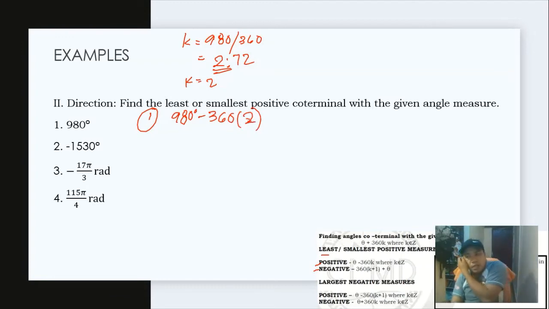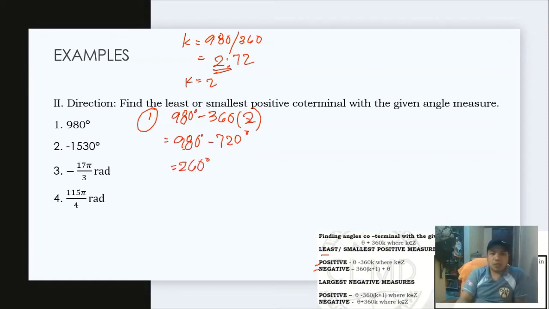And that will give us 980 minus 720, 260. 260 degrees. So that is the least or smallest positive for number 1.